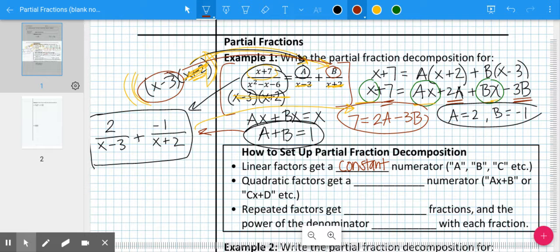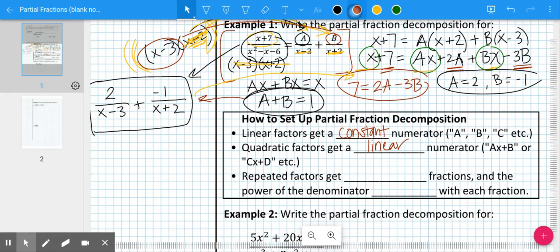If it's a quadratic on the bottom, so if you have an x squared in the denominator, then you would give it a linear numerator. So you would do a whole ax plus b or a whole cx plus d or whatever. If you have a repeated factor, so if I had x minus 3 twice, x minus 3 squared, then what I have to do is give that multiple fractions, and the power of the denominator increases with each fraction. Let's see if we can look at examples of all the different setups.